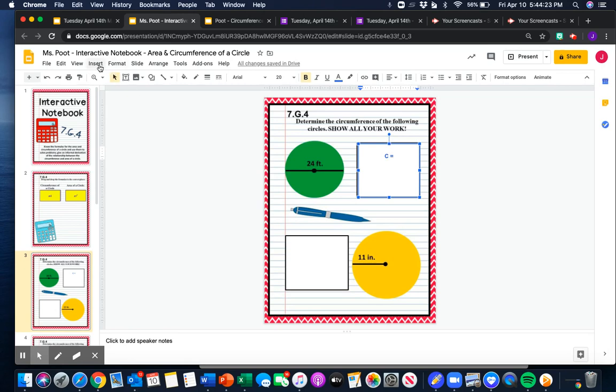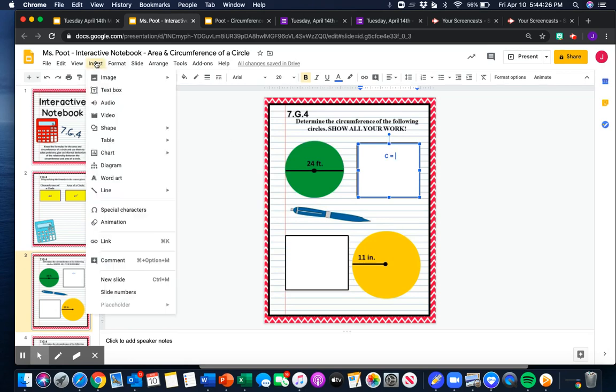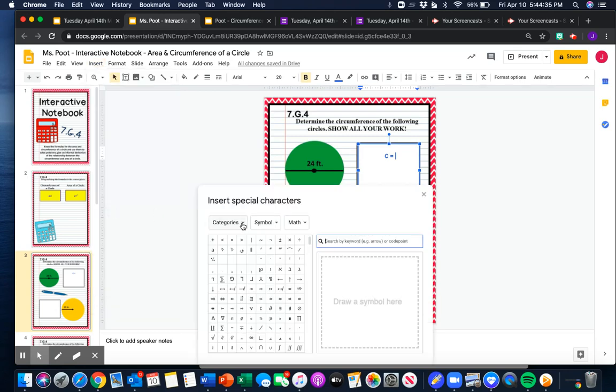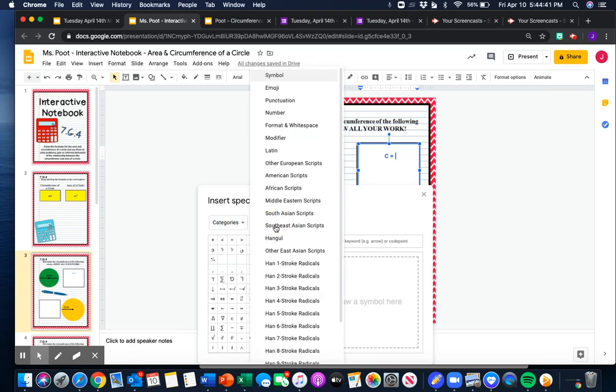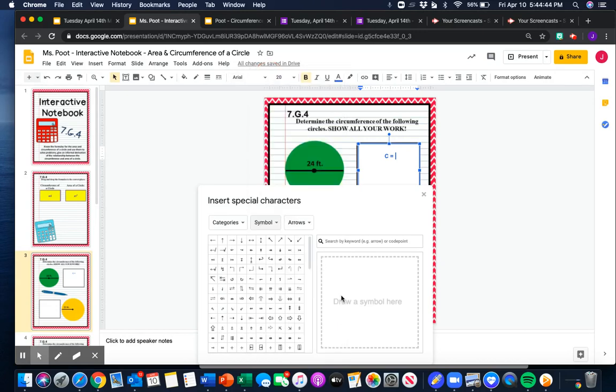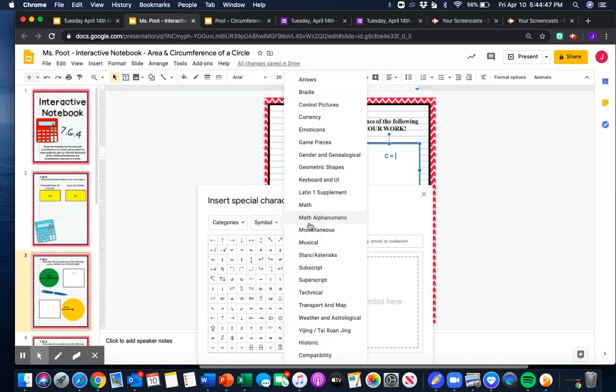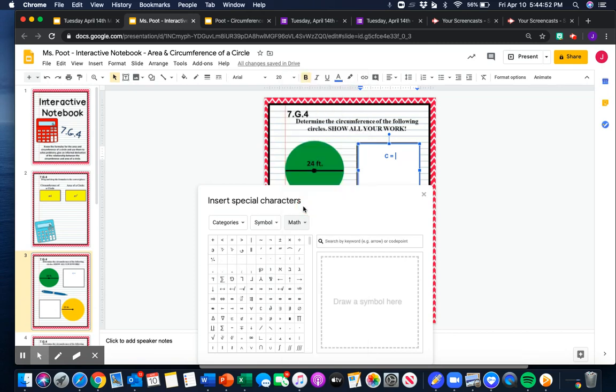So we're going to go all the way over here where it says insert. You're going to click it once, then you're going to scroll down all the way to where it says special character. You're going to click it. Then in the first box, make sure it says categories. The second drop down, I'm going to go to symbol, and symbol's all the way at the top. Then I'm going to go to the last drop down window, click it. And since we're talking about math, it's actually a math symbol. So I'm going to click it. Then there's a bunch of symbols. I'm going to scroll until I find the one that looks like pi. And that's here. So I'm going to click it. I click it once, and there it is, right up here.